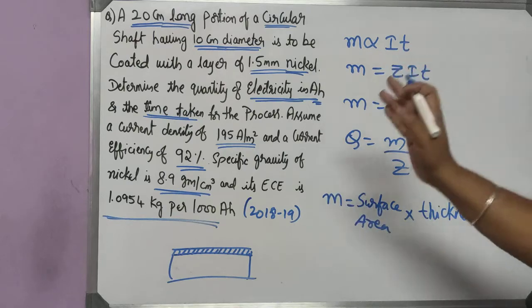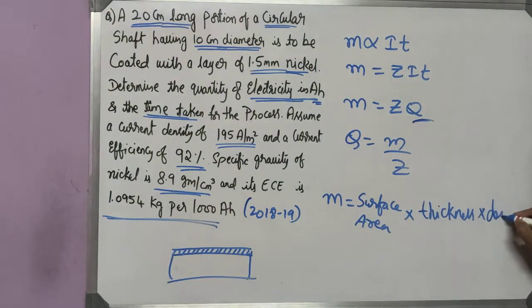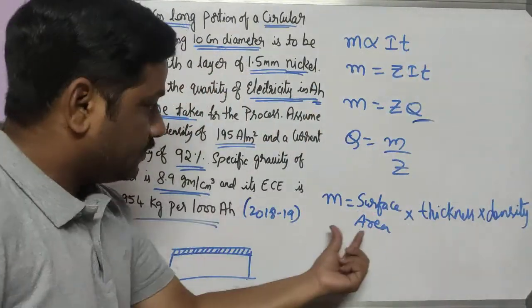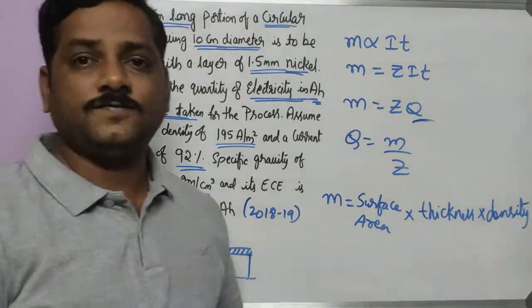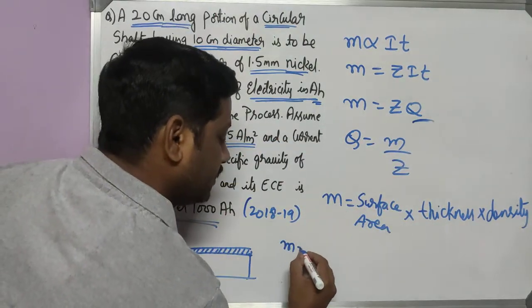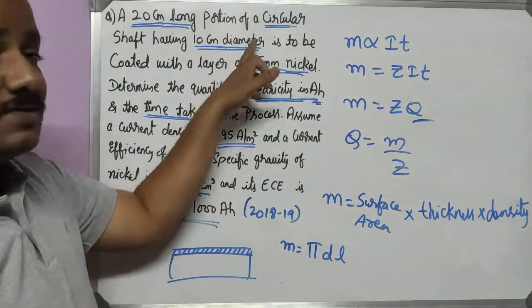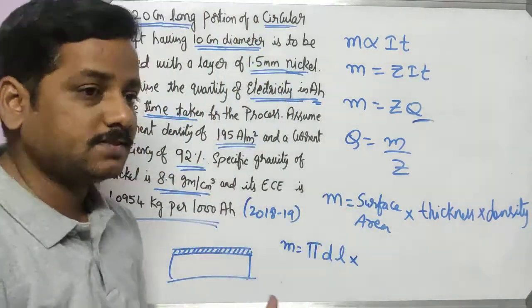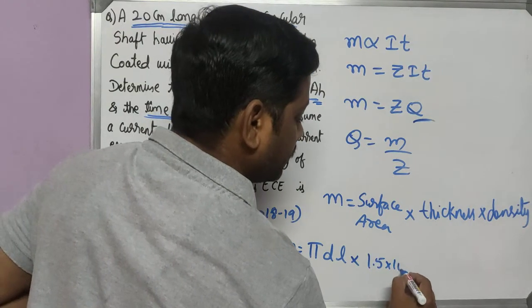After that we need to get the density. So what will be the density of that element? This will give you the M. The only change you can feel here is the surface area. If it is circular, it will be pi dl. If it is some other shape, then the area formula will change. So according to this, M can be pi dl, where d is the diameter of the shaft, L is the length of the shaft, right? Into thickness. How much thickness? 1.5 mm. So 1.5 into 10 to the power of minus 3.